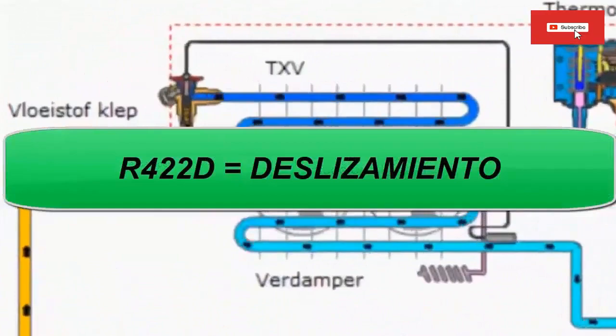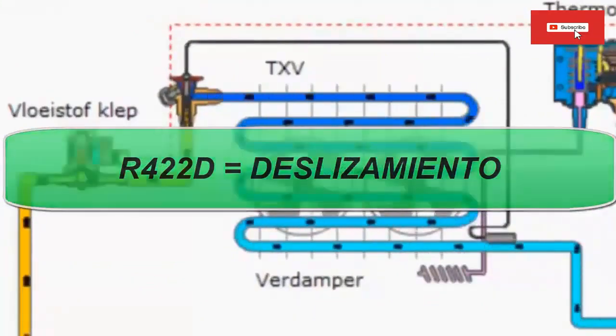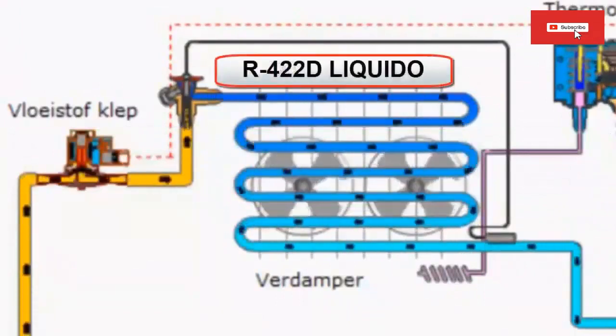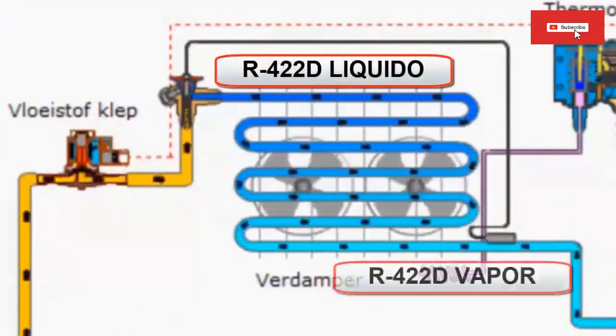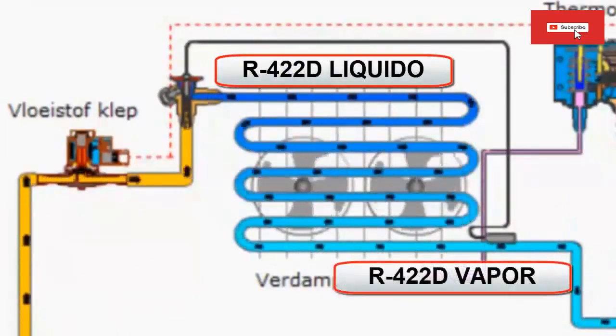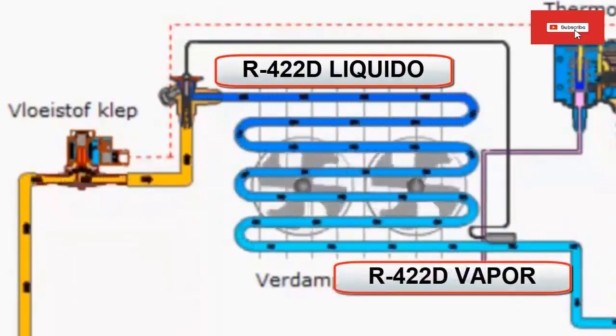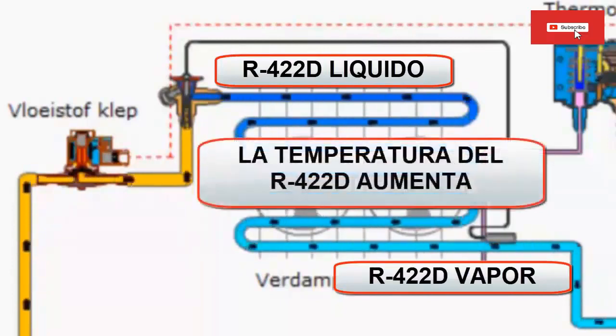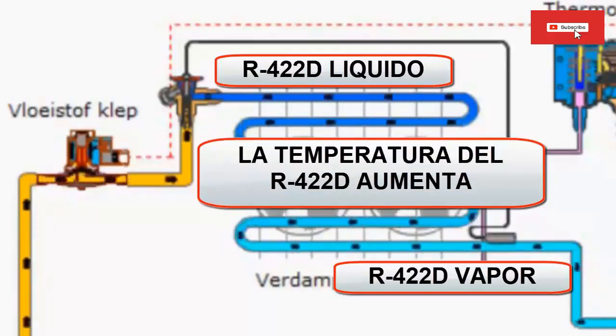This glide means that the temperature of R422d, in its transformation from liquid to vapor, or from vapor to liquid, does not remain constant. In a zeotropic mixture, such as R422d refrigerant, the change of state of the most volatile compounds occurs first. This causes the temperature to increase throughout the phase change, until complete evaporation occurs.